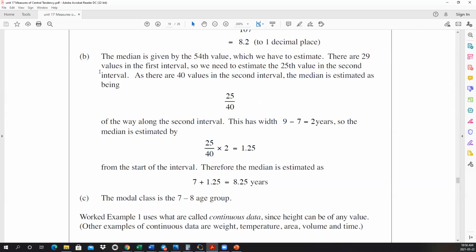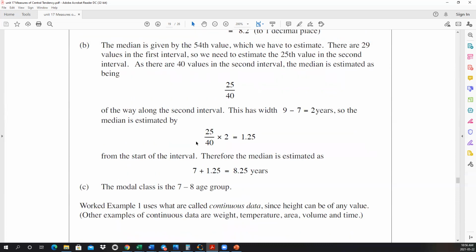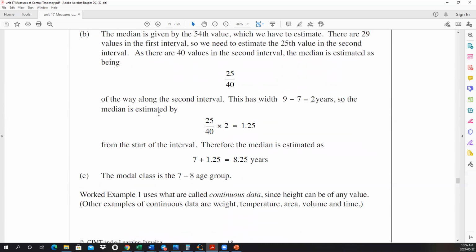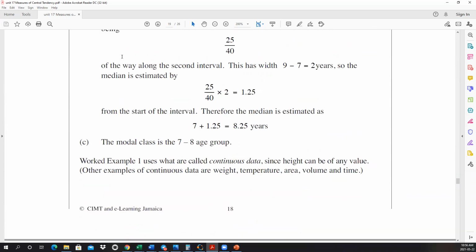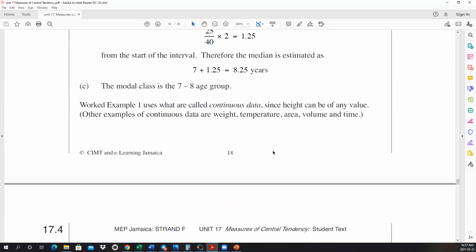So we can read through that, that's clear. And the same estimation, I'd say it's not part of the syllabus for this part. But the modal we know is 78, since it has the most values, right?